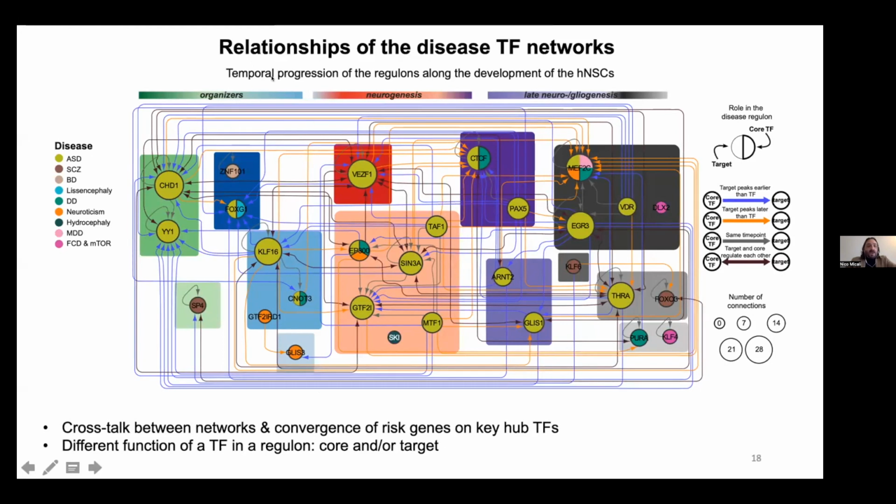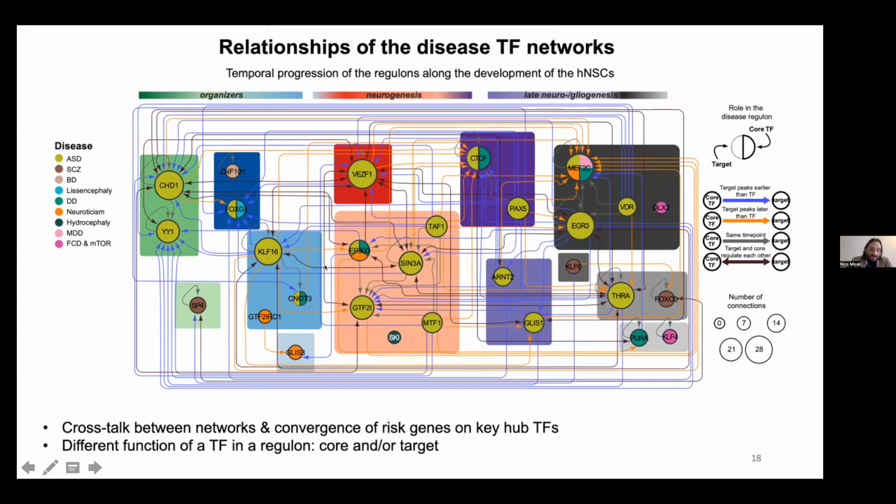in this analysis we are now defining the relationship of this disease transcription factor network. I'm showing the temporal progression of the regulons across the development of the neural stem cells. And this analysis shows how different regulons crosstalk to each other, and the different functions of a transcription factor in the regulons. So a transcription factor can be a hub transcription factor or a core transcription factor for some regulons, but can also be a target for other regulons.